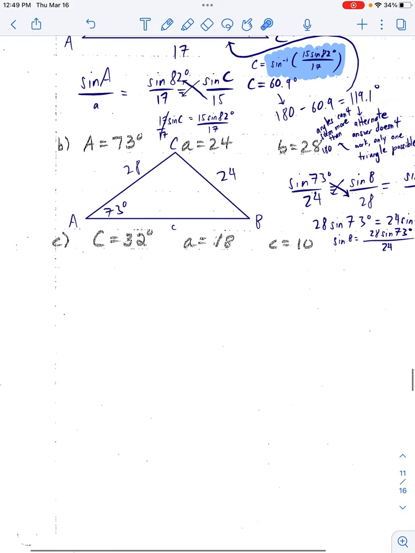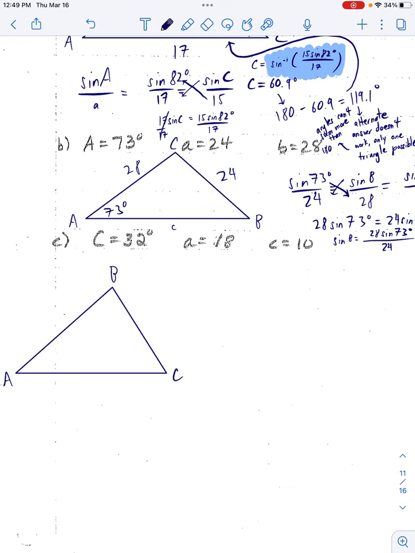Let's go down to this last case here. So let's draw, I'm actually going to end up drawing 2 triangles, and you'll see why there are 2 triangles possible. So I'm going to draw 2 of them. Okay, so I'm going to have big A, big B, big C, which is 32 degrees. Little a is 18, little c is 10.